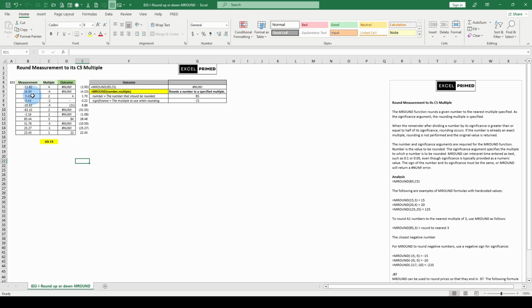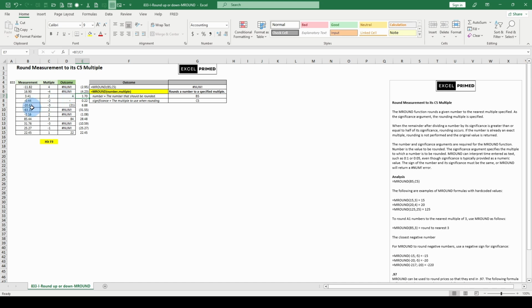Here, we have 3.41. 2 goes into 3.41, 1.7 times. What number would make this a perfect number? It would be 4. 4 divided by 2 is 2. That's the multiple. Because we're rounding up, we get this 4.